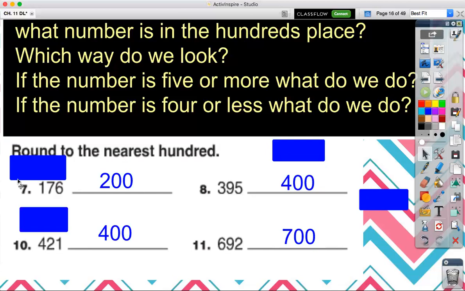We can also see what hundreds these two numbers are between. So for example, for 395, what hundreds is 395 in between? It's between 300 and 400. Is it closer to 300 or is it closer to 400? We know it's closer to 400, so we'll round this number up to 400. This is just a review. We've done this plenty of times, but I'm glad that you all got these correct in your understanding.